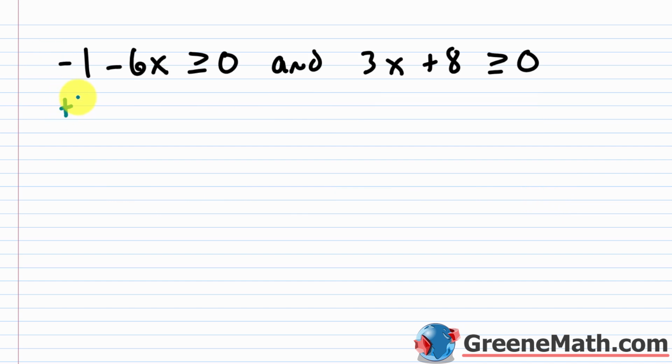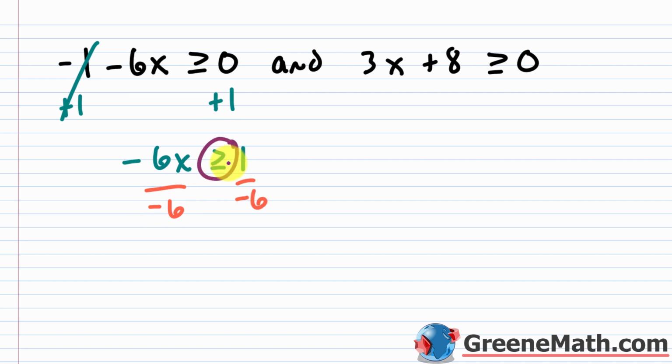Over here, I'm just going to add 1 to both sides of this inequality. Cancel that. You'll have -6x is greater than or equal to +1. Let's divide both sides of the inequality by -6. And remember, if you divide both sides of an inequality by a negative, you have to flip the direction of the inequality symbol. This will cancel and give me x is less than or equal to 1 divided by -6, which is -1/6.